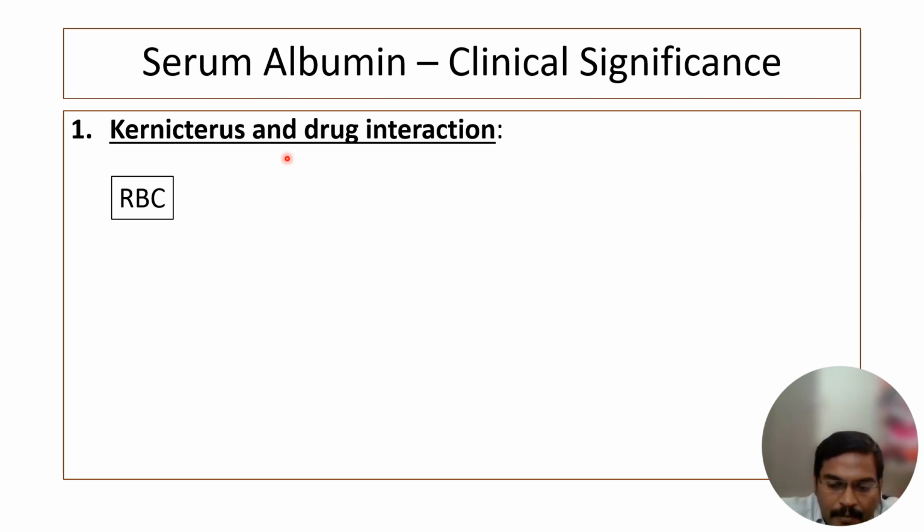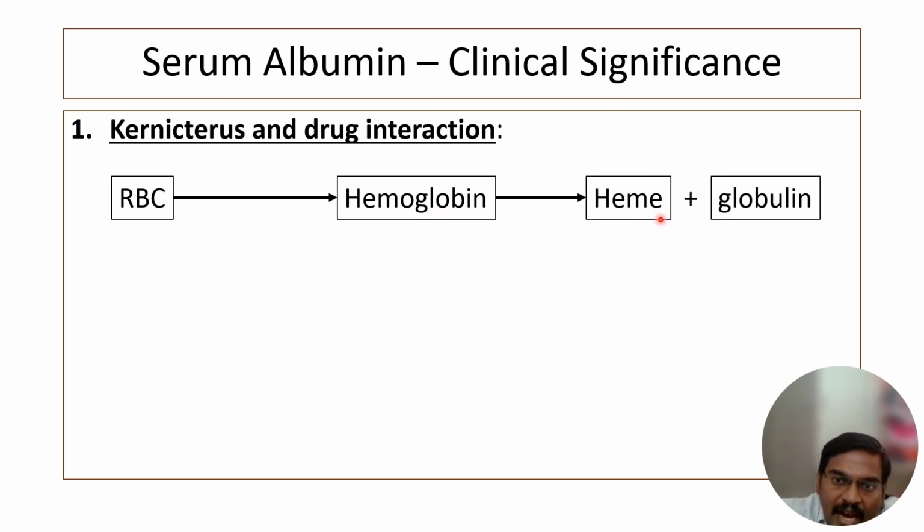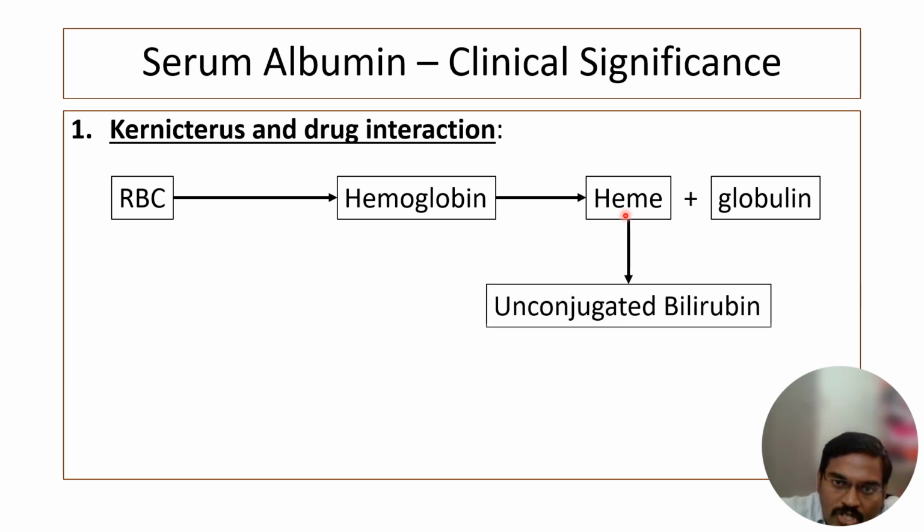What is going to happen? Once the RBC completes its 120 days of cycle in our system, it will get broken down. When it is broken down, the hemoglobin present within the RBC will be released. This hemoglobin will split to form heme and globulin. This heme will undergo catabolism to form bilirubin. This bilirubin is called unconjugated bilirubin.